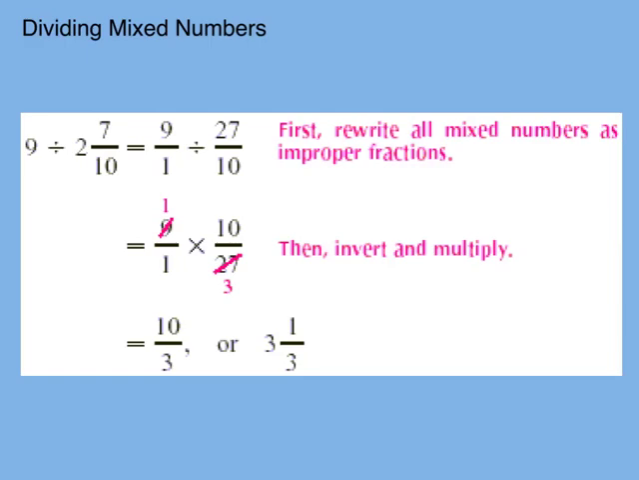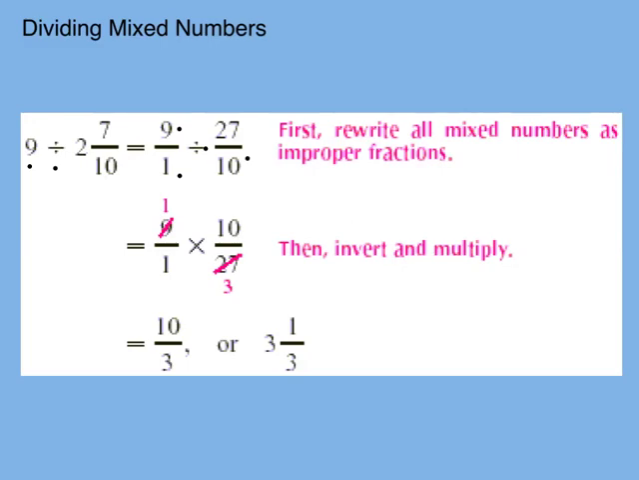All right, now when you're dividing mixed numbers, remember you've got fractions, so you don't really divide a fraction, you flip it, invert it, and multiply. It's real important that you remember that step. So first, rewrite all mixed numbers as improper fractions. 9 divided by 2 and 7/10 becomes 9 over 1 divided by 27/10.